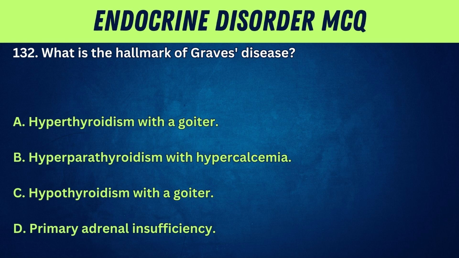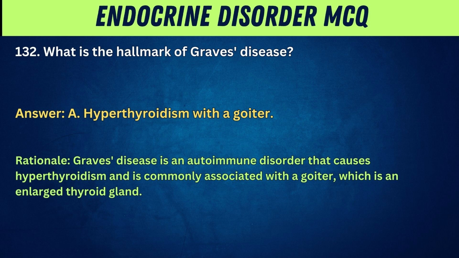132. What is the hallmark of Graves' disease? A. Hyperthyroidism with a goiter. B. Hyperparathyroidism with hypercalcemia. C. Hypothyroidism with a goiter. D. Primary adrenal insufficiency. Answer: A. Hyperthyroidism with a goiter. Rationale: Graves' disease is an autoimmune disorder that causes hyperthyroidism and is commonly associated with a goiter, which is an enlarged thyroid gland.